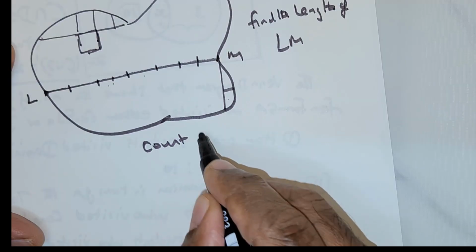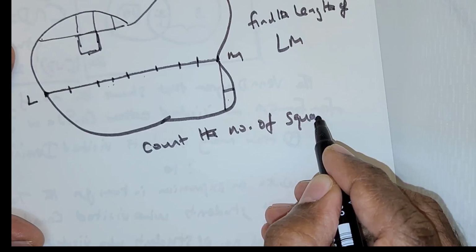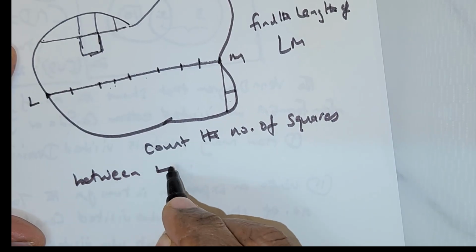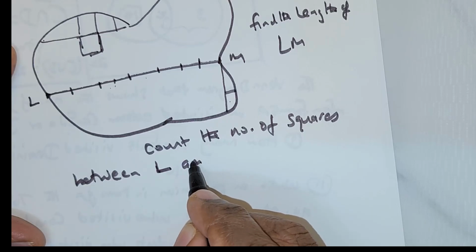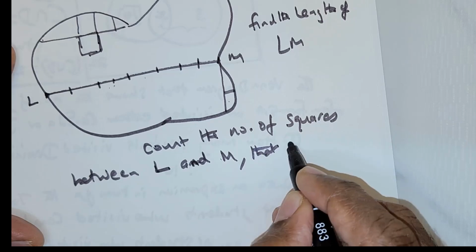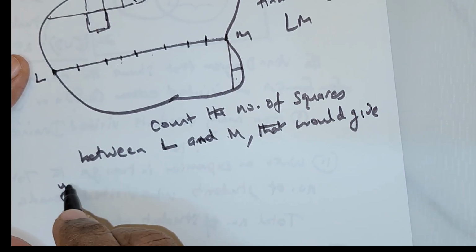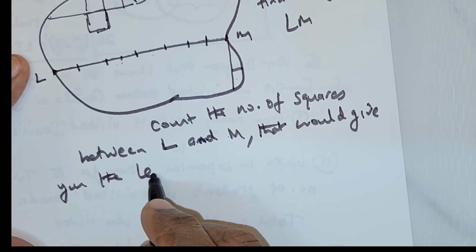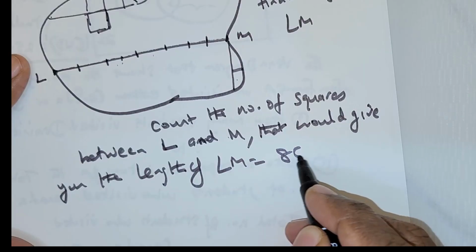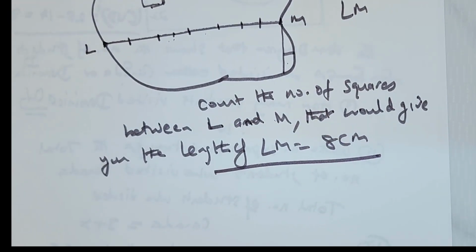So what you need to do, count the number of squares between L and M. That would give you the length of LM. So in this case it's going to be 8 cm. That's the solution for this question. Okay, let us move on.